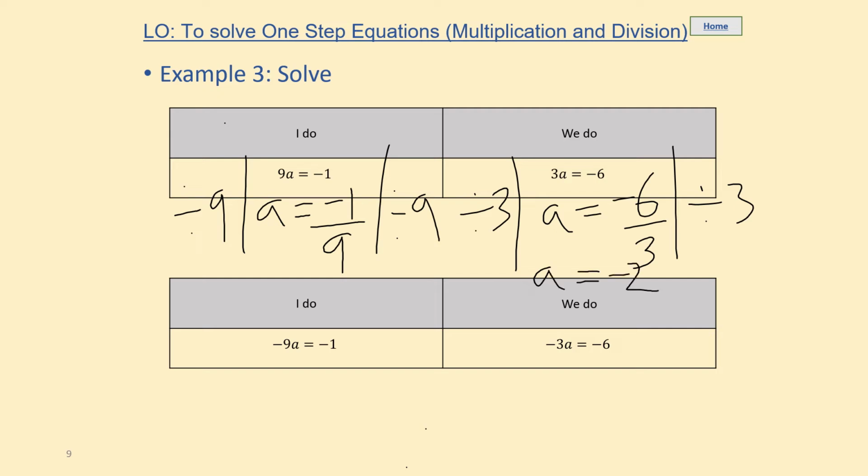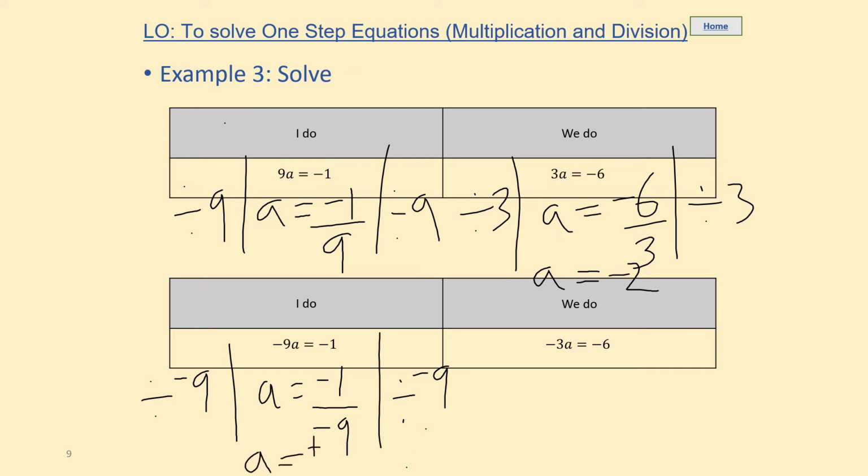Final examples. You can divide both sides by minus 9. We've got negative 9 here, so we're going to divide both sides by negative 9. So A equals negative 1 divided by negative 9. These signs are the same, and therefore we put a positive sign in front of it. So A equals plus 1/9, or just 1/9. Have a look at the next one.